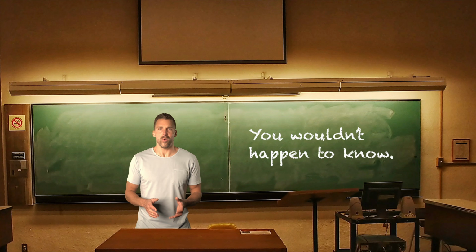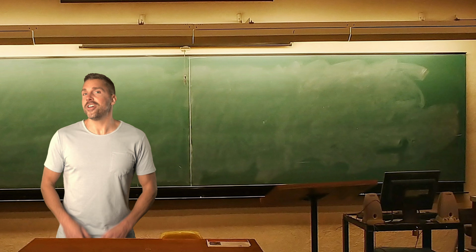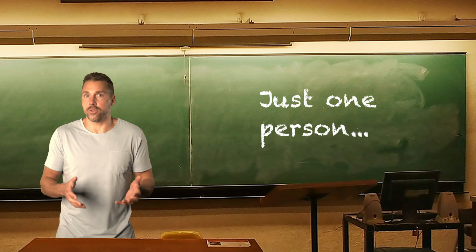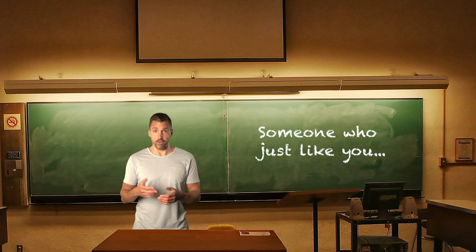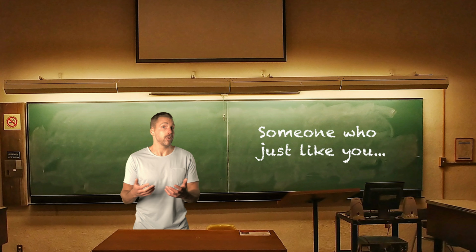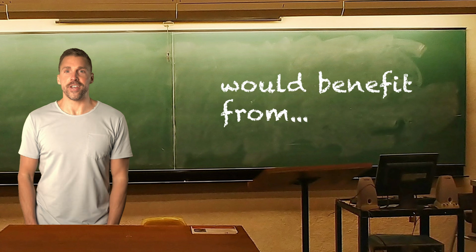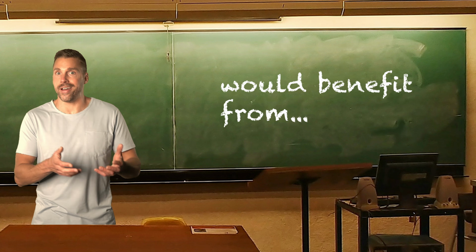Starting with the first line, you wouldn't happen to know. You wouldn't happen to know is a non-confrontational challenge question. Something that doesn't put them on the spot, but immediately gets their brain thinking and paying attention. The next line, just one person, is a reasonable request that doesn't overwhelm them and makes the request seem doable and not overly big. The next line, someone who just like you, is both flattering and compliments the client while also impressing on them the kind of person you'd be interested in working with. Then lastly, would benefit from, insert whatever benefit you gave them with your service, well, that reminds them why you're awesome, while again making it even more clear about what kind of person you're looking for.